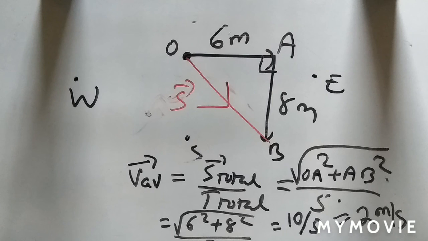This is the total displacement, divided by total time, which is again 5 seconds. So OA is 6 and AB is 8: the square root of 6 square plus 8 square, divided by 5 seconds. That is the square root of 100, which is 10, by 5, which is equal to 2 meter per second. So this is the average velocity. So average velocity is 2 meter per second, but average speed is 2.8 meter per second. So this is the problem.